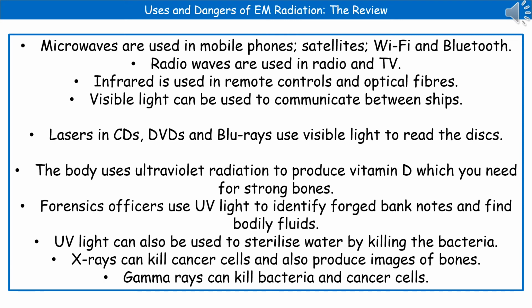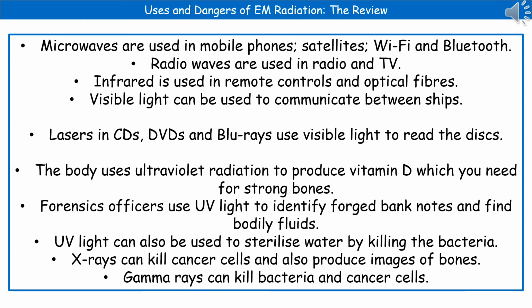We've also got the ability to use lasers, which use visible light to read discs in CDs, DVDs, Blu-rays, etc. And then in terms of some of these other uses, we've got our body using ultraviolet radiation to produce the vitamin D to avoid rickets. We've got forensics officers using UV light to identify forged banknotes or body fluids. And UV light can also be used to sterilise water by killing the bacteria.